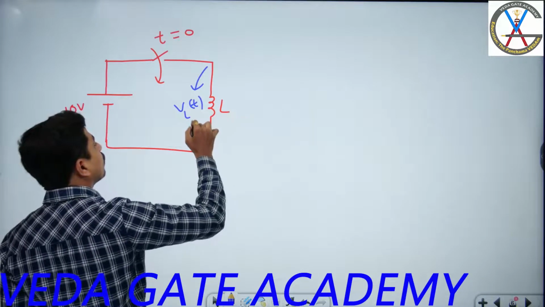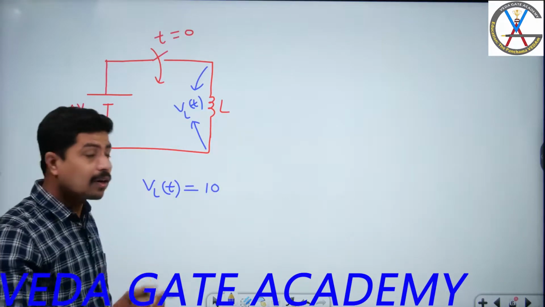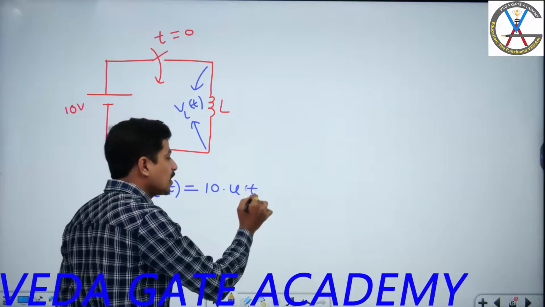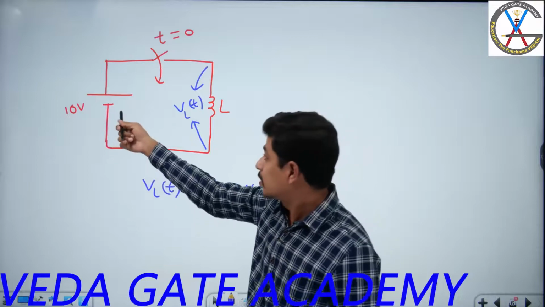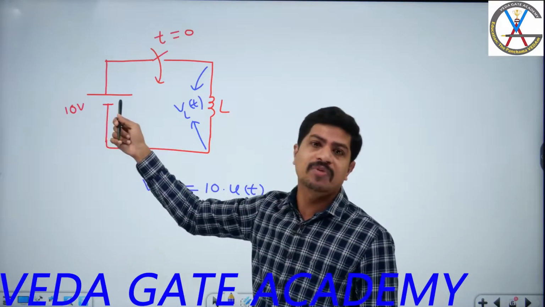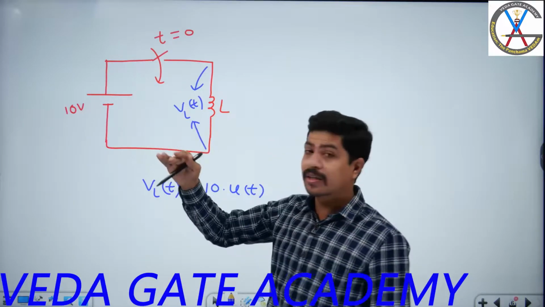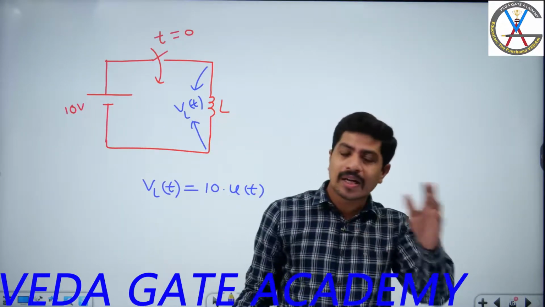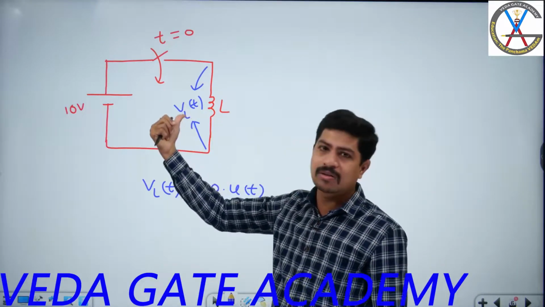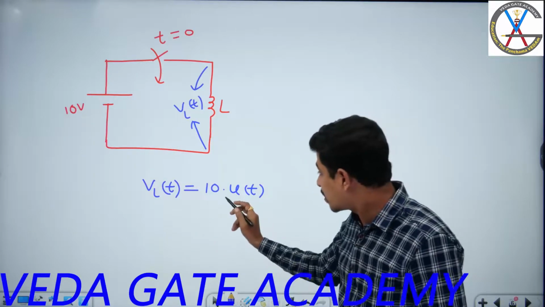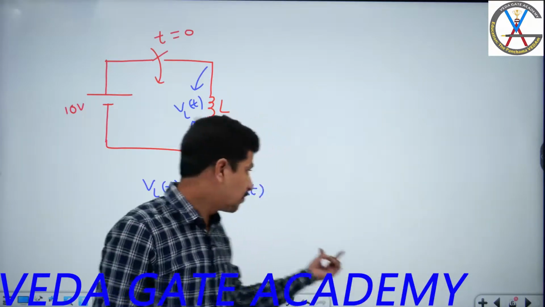Many of you write VL of t is equal to 10, but I will call it 10 into u of t. Why is that 10 into u of t? You may ask a question, sir, this 10 volts is a DC. Yes, I too accept that it's a DC, constant value, but that DC input is applied across the inductor for t greater than 0. For t less than 0, this input is not applied across the inductor. Therefore, to represent when this 10 comes into the picture across the inductor, I am taking this function u of t.